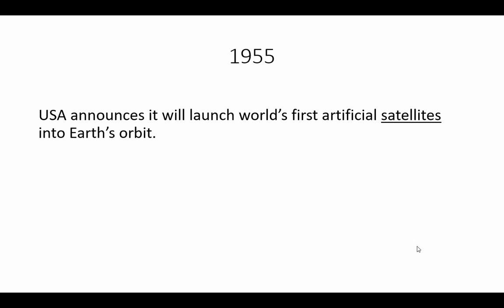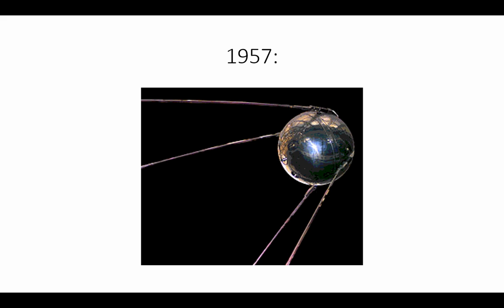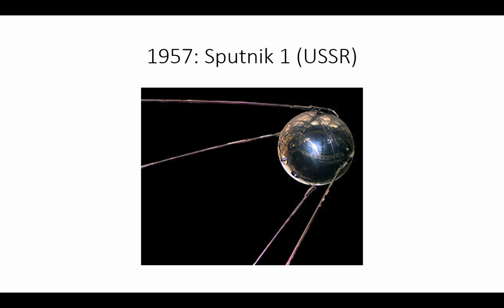Well, in 1955, the USA announces it will launch the world's first artificial satellites into Earth's orbit. In 1955, the USSR announces it will launch the world's first artificial satellites into Earth's orbit. The space race is on. Who's going to do it first? Well, 2 years later, in 1957, who got the first satellite into space? It was the Soviets. So they put Sputnik up into space.